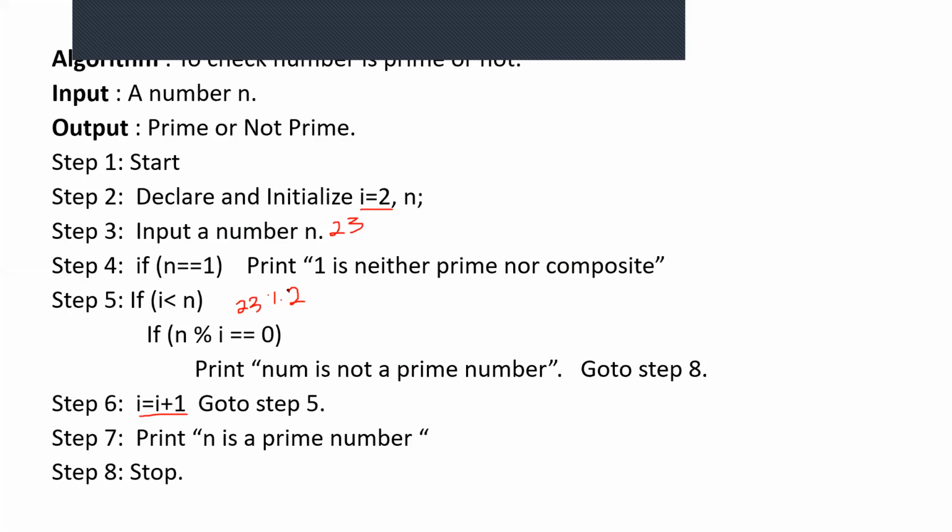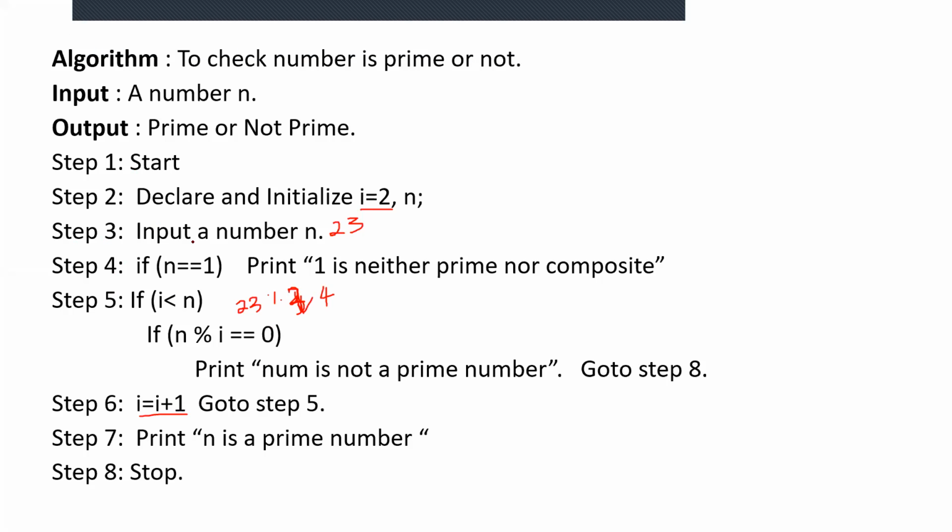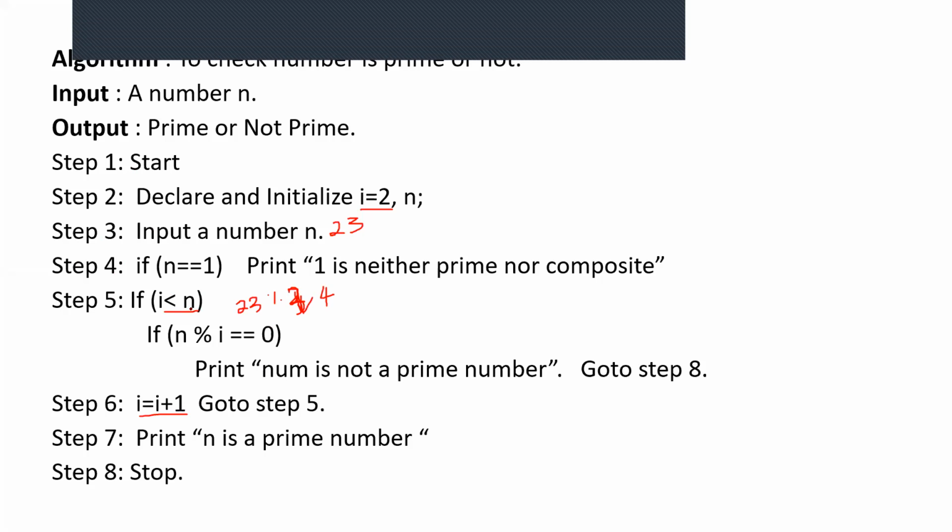So 23 mod 3. No, it is not equal to 0. Again, I will be incrementing the value of I. So it will become 4 now, right? So it will be 23 mod 4. No, it is not. Likewise, up to 23. Not including 23, because we will be incrementing the value and checking whether I is less than n. My n value is 23. When it reaches 23, it stops.